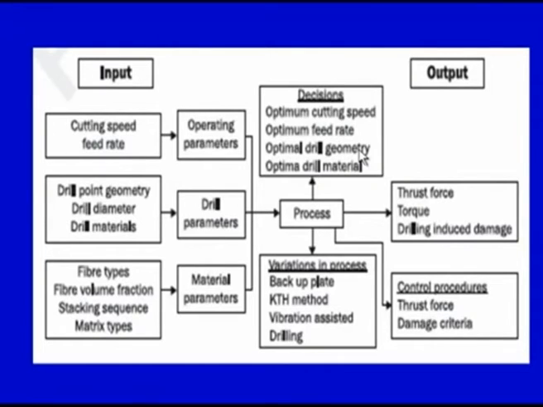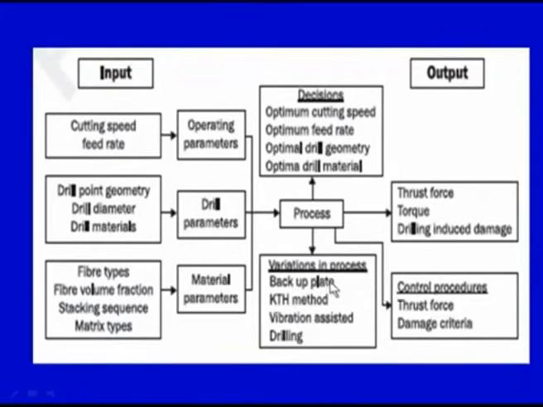And we should select the drill material also, because we have seen in the previous lectures that different types of tool materials can be used to make holes in composite laminate. So we should select the optimal tool material, optimal tool geometry, optimal feed rate, and optimal cutting speed, so that we get a good quality hole. So these are the decisions that we need to take.